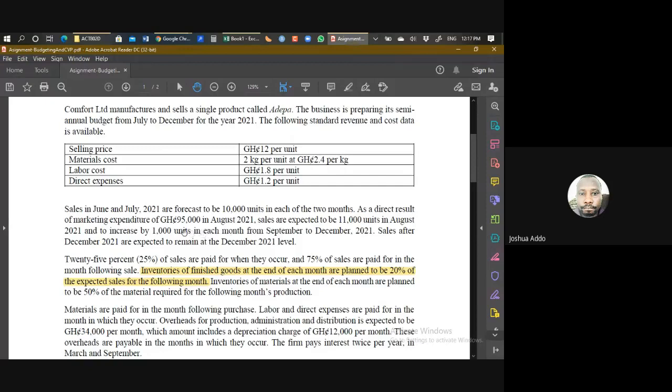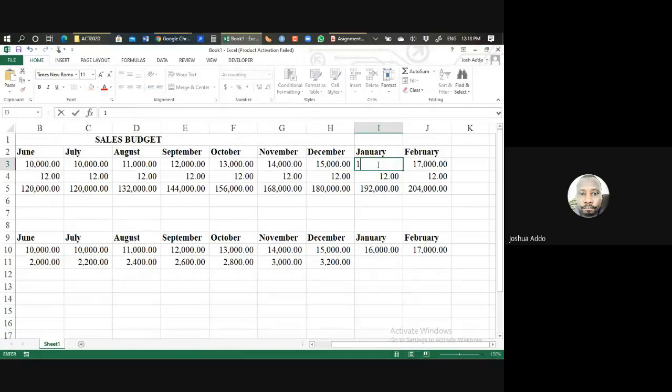It said, as a direct result of marketing expenditure of 95,000 in August 2021, sales are expected to be 11,000 in August and to increase by 1,000 units in each month from September to December 2021. Sales after December 2021 are expected to remain at the December 2021 figure. That's very good. So here is expected to be 15,000. Thanks for that observation. 15,000. And here is also expected to be 15,000. Good. So now we get the other calculations also done correctly.